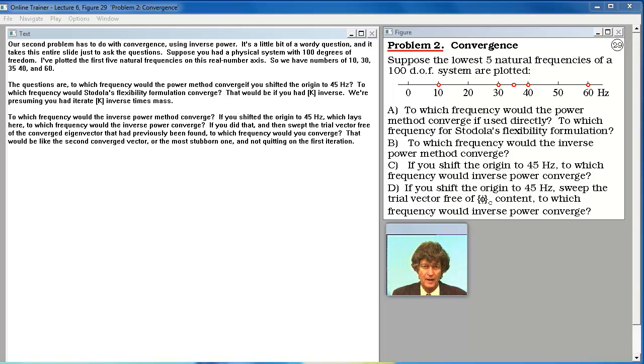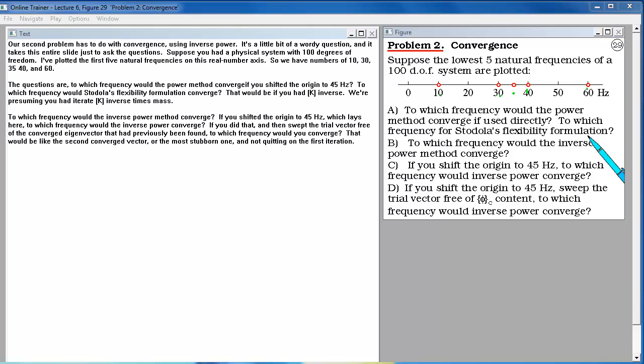Our second problem has to do with the convergence using inverse power. It's a little bit of a wordy question, and it takes this entire slide just to ask the questions. Suppose you had a physical system with 100 degrees of freedom. I've plotted the first 5 natural frequencies on this real number axis. So we have numbers of 10, 30, 35, 40, and 60. The questions are, to which frequency would the power method converge if used directly? To which frequency would Stodola's flexibility formulation converge?